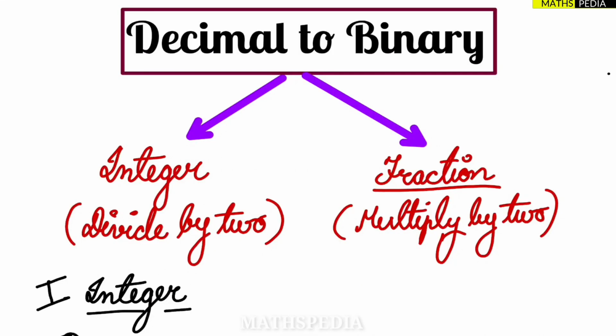Hey guys, in this video we are going to convert decimal to binary. We have already discussed the binary to decimal conversion. Now we are going to do decimal to binary. That means it is nothing but base 10 to base 2 that we are going to convert.